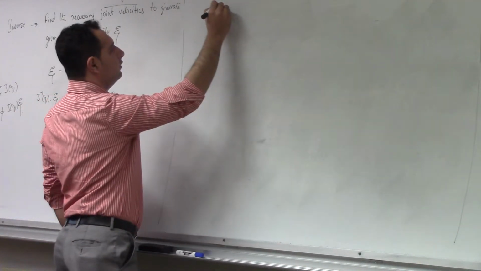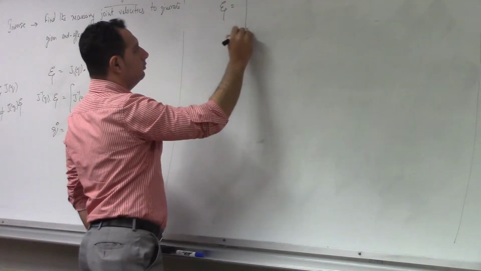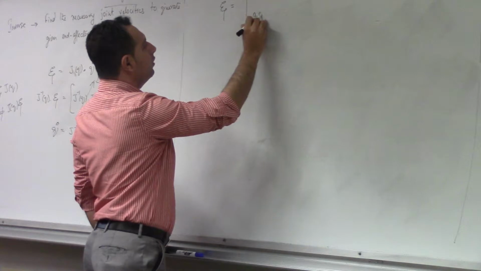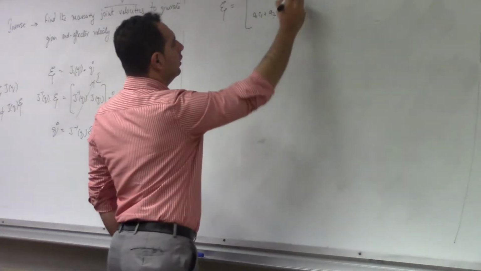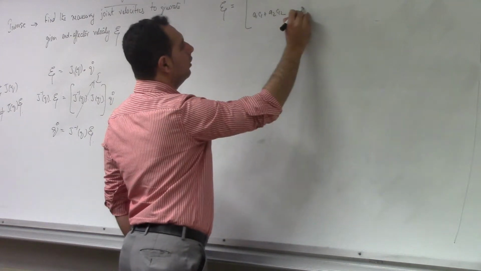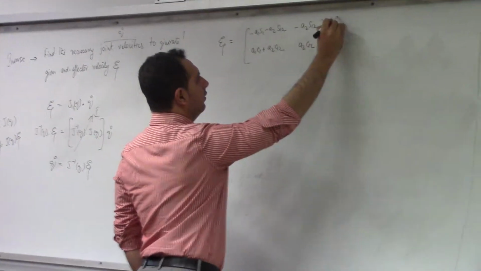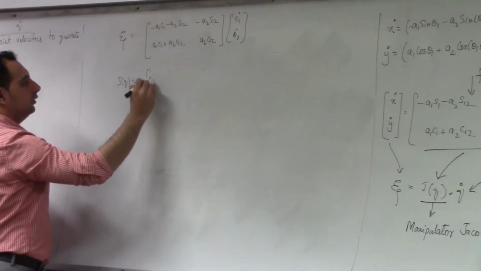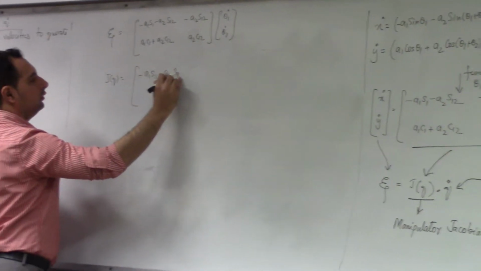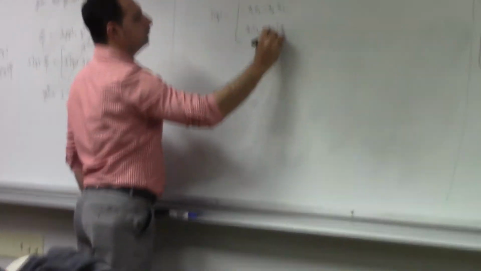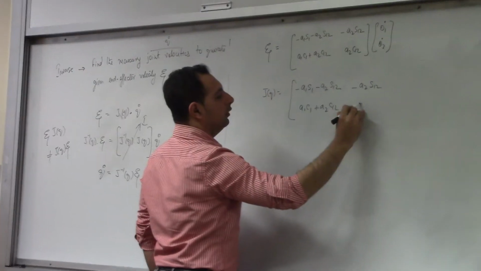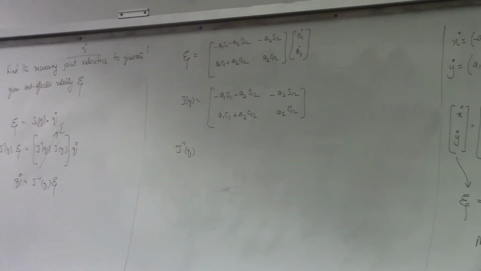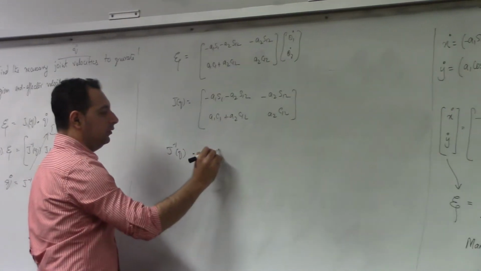So here you have eta will be equal to a1 sine 1 minus a2 sine 1 2, a1 cos 1 plus a2 cos 1 2, minus a2 sine 1 2, a2 cos 1 2, times eta 1 dot. Right? So J of q is this. J of q is equal to this matrix. So let's find J inverse of q. Right? So that will be determinant of J. So this will be equal to.